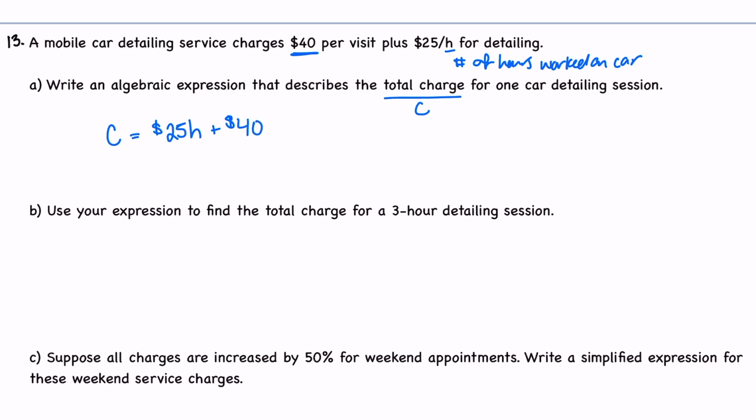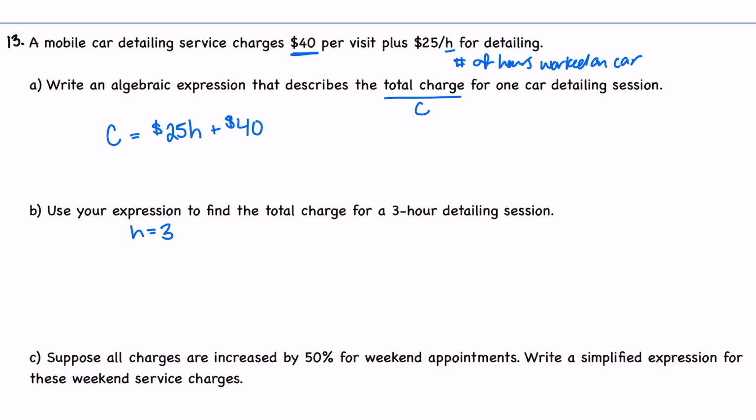So what this expression means is our total cost per visit is going to be $40 regardless of how long you stay, plus $25 times the number of hours you stay. So now they want us to use our expression to find the total charge for a 3-hour detailing session. So if we know we're going there for 3 hours, we know h is equal to 3.